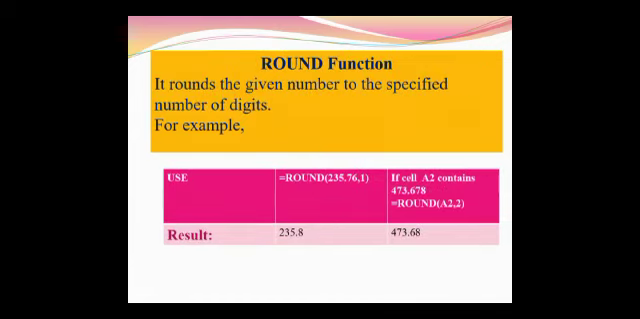Next is the ROUND function, which rounds the given number to the specified number of digits. I have taken one number, 235.76, comma 1. So this number will be rounded off to 1 decimal place. You will get 235.8 as the result. If cell A2 contains 473.678 and I write =ROUND(A2,2), see what the result will be. It will be 473.68.